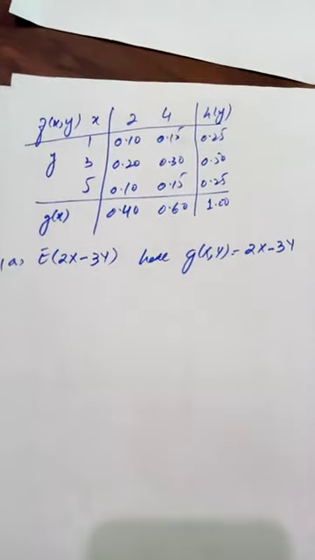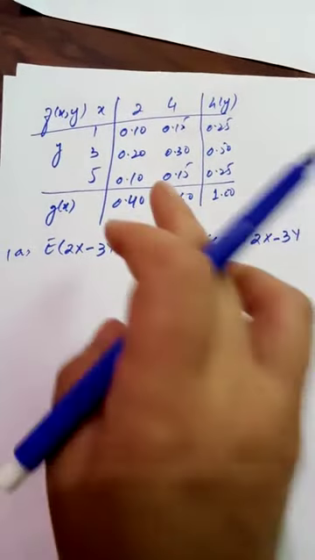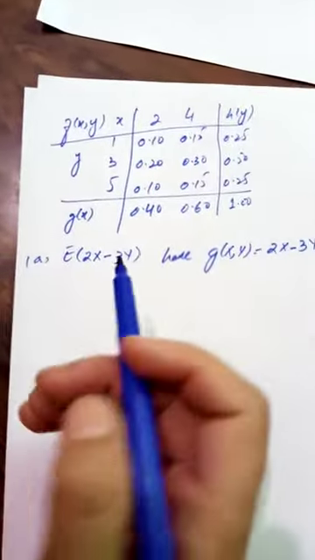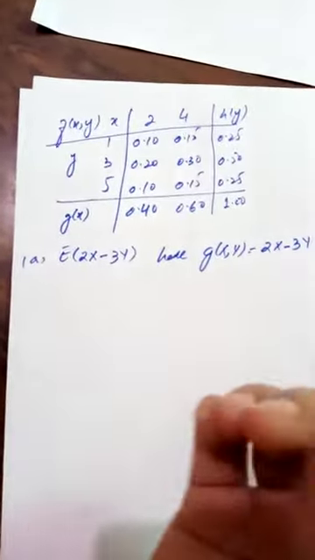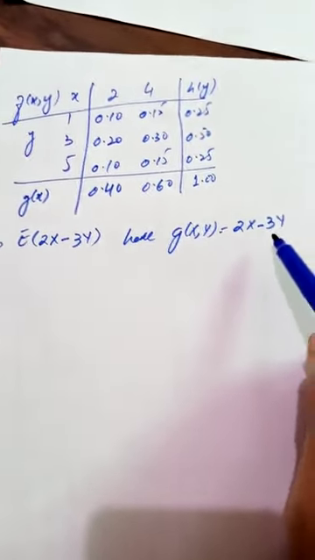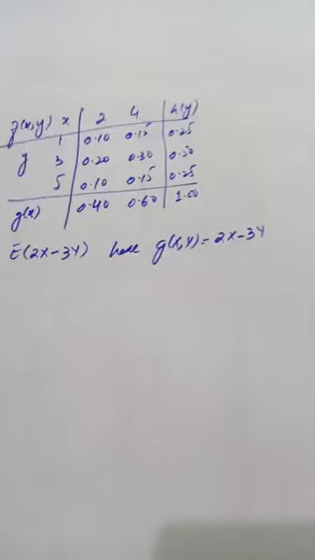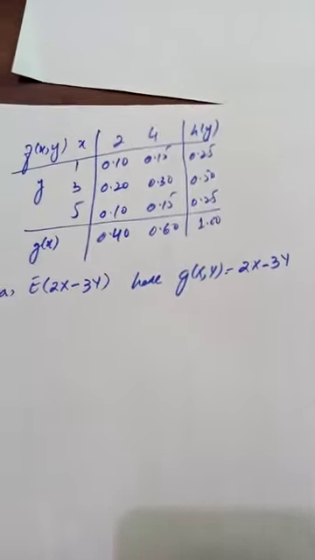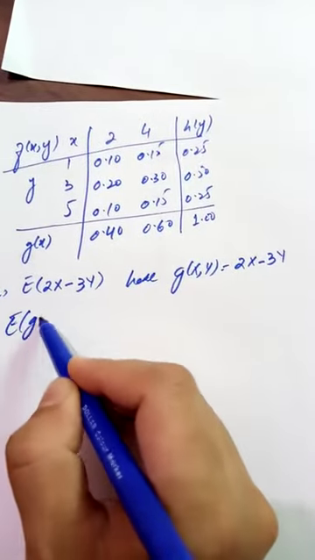Now let's practice our joint expectations with this joint distribution. The first I want to discuss is the joint expectation of any function g of x, y. I am going to use the function 2x minus 3y to calculate the expectation. So our function is 2x minus 3y. Let's compute the expectation. What is the formula of expected value of g(x, y)?